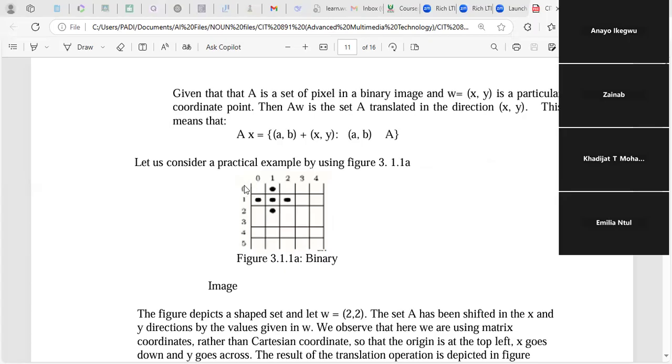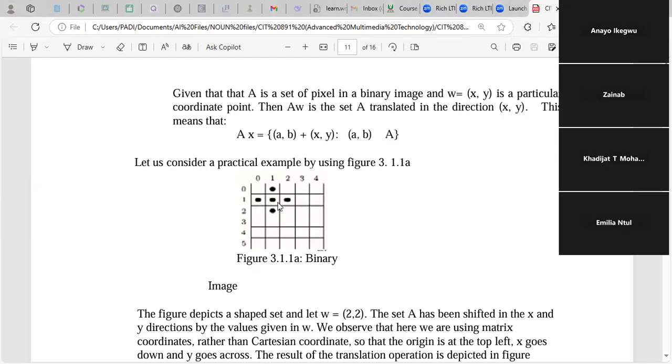Let us consider a practical example by using figure 3.1a. You see the vertical axis and the horizontal axis. Let's say, for example, we have numbering from 0 to 5 on one, and numbering from 0 to 4 on the other. Then you see the intersection. When you pick one, the first intersection, if you are to list it out, you say is 1 and 0. Then the second one, I can say 1, 1.